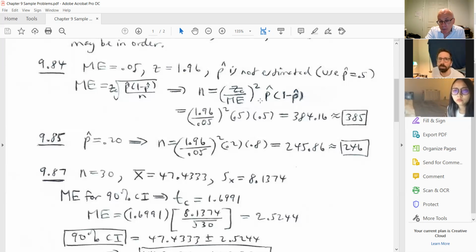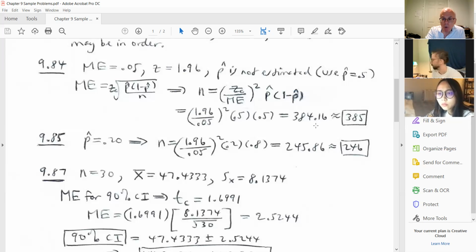It's in the book. So I just plug everything in. I'm plugging in 1.96 for the critical value because it's a 95% confidence interval. ME, the margin of error, is 0.05. That goes into the denominator. And you have to remember, Steve, maybe you forgot to do this, you have to square that. And then when you multiply 0.5 times 0.5, obviously you get 0.25. And you multiply all these things together, you get 384.16.